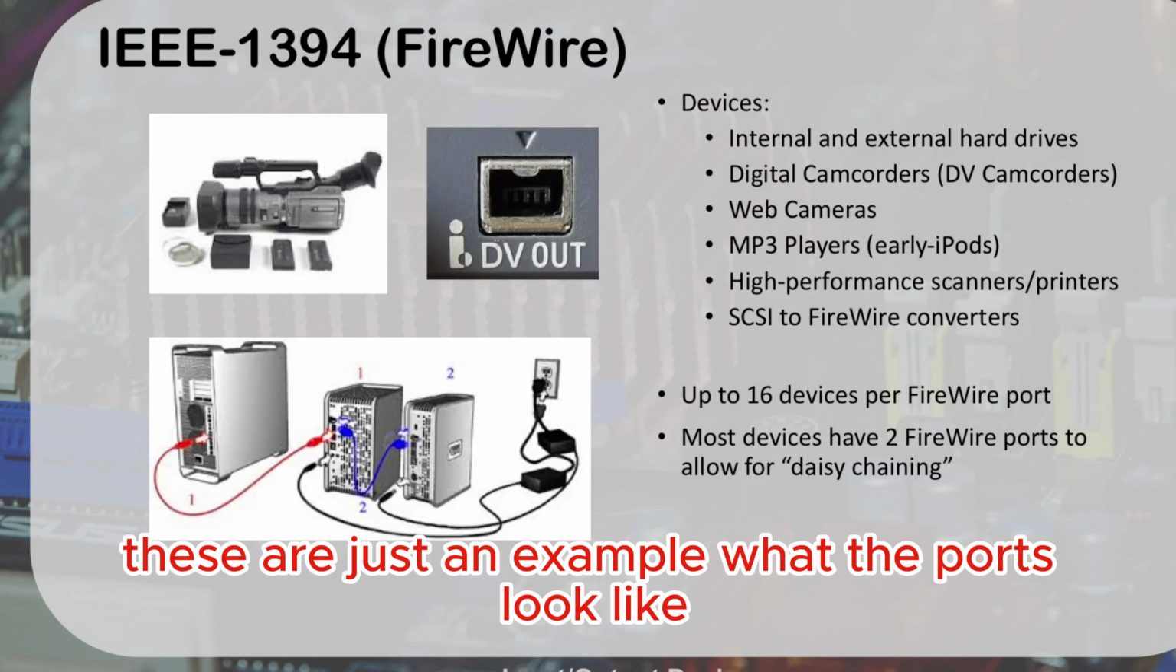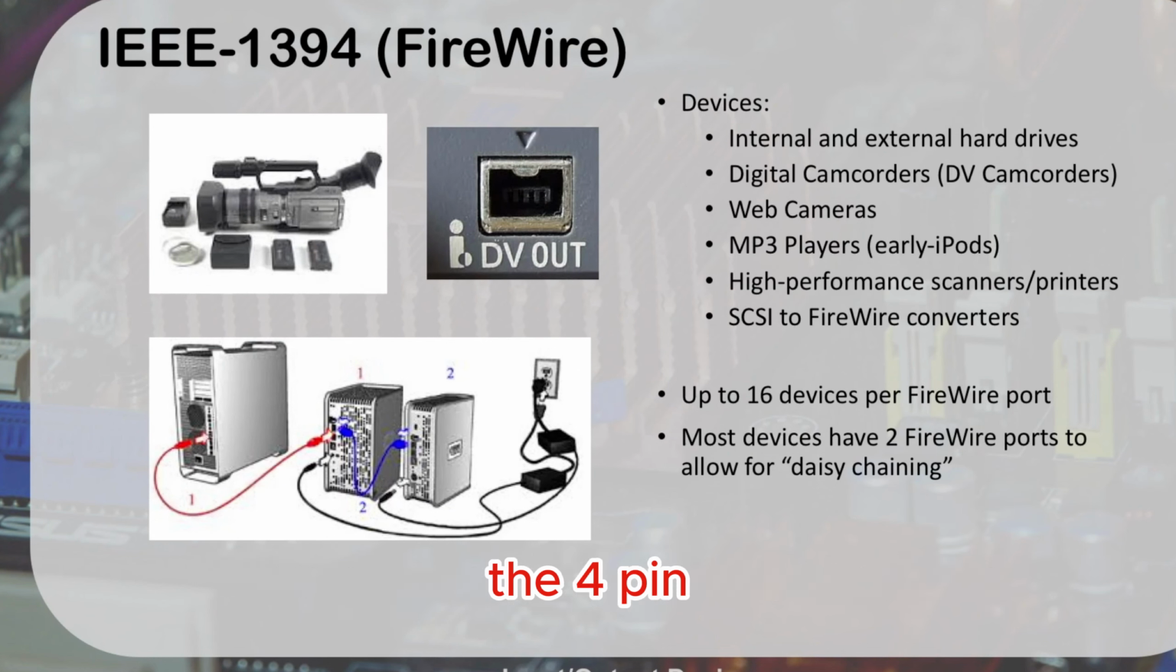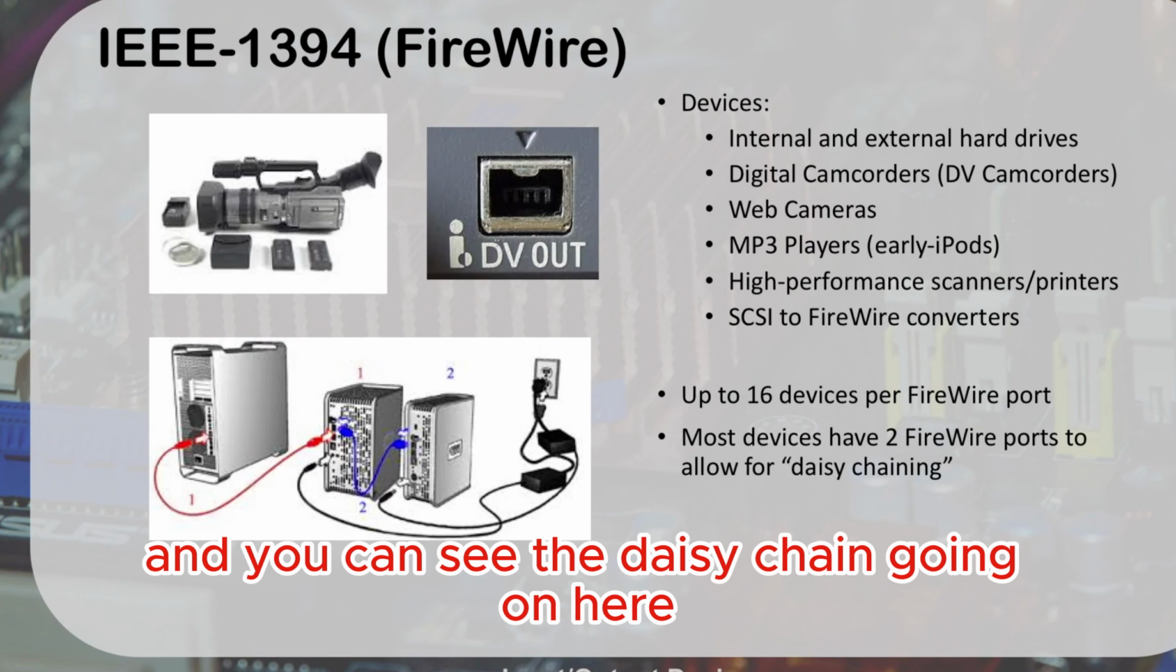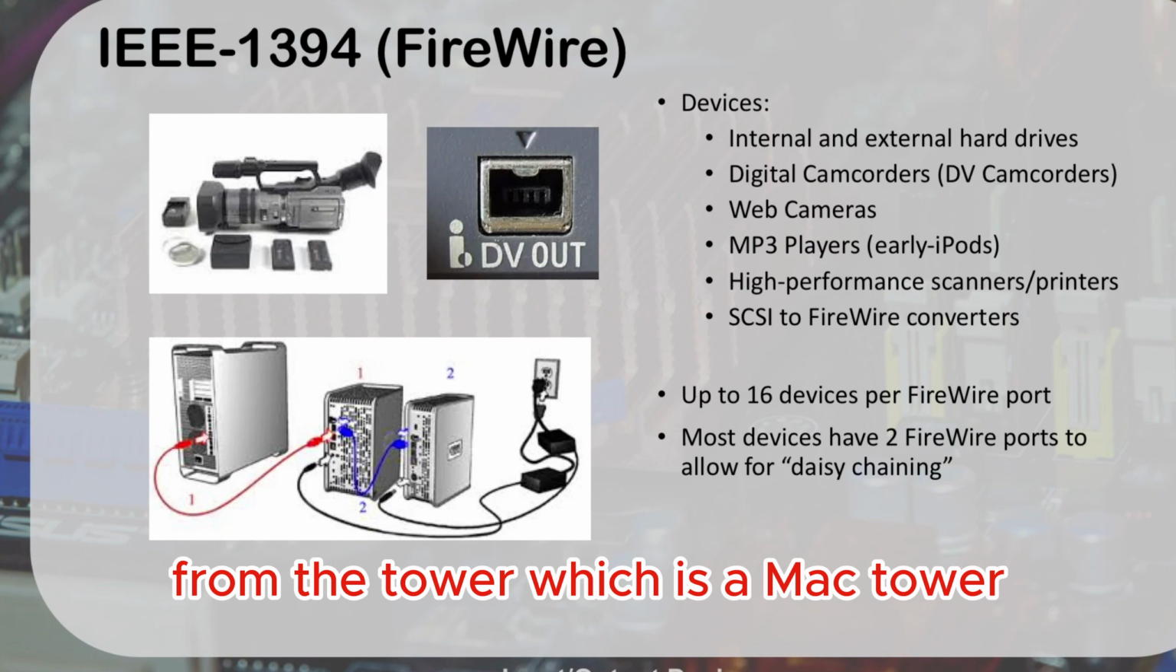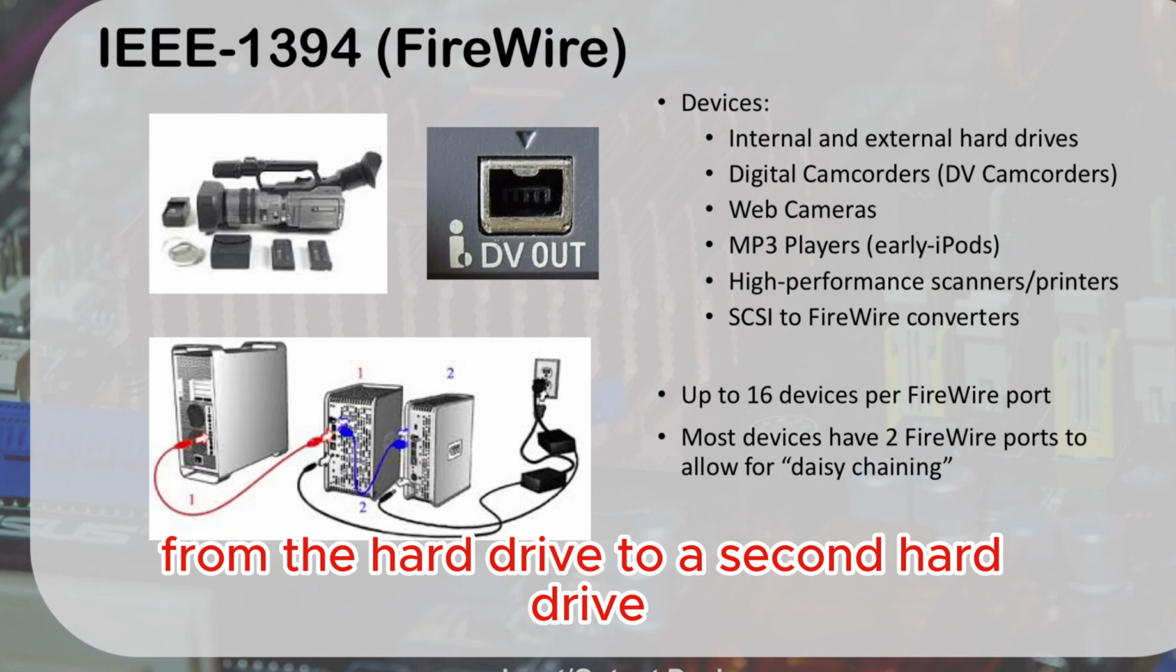These are just an example of what the ports look like. Again, this is on the side of a digital camera. This was the iLink type connector, the 4-pin. And you can see the daisy chaining going on here from the tower, which is a Mac tower, going to a hard drive, from the hard drive to a second hard drive.